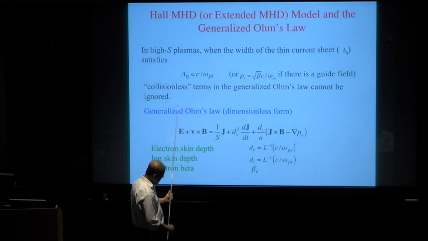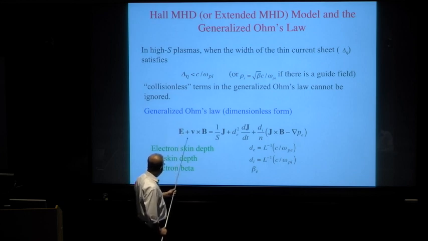What I'm trying to do here is understand what goes on if I put in non-ideal terms in Ohm's law. And we understand what happens if you put in resistivity. You get Sweet-Parker theory. And you're asking yourself the question, how does Sweet-Parker theory, which fails to explain this rapid onset, change if you put in collisionless terms?